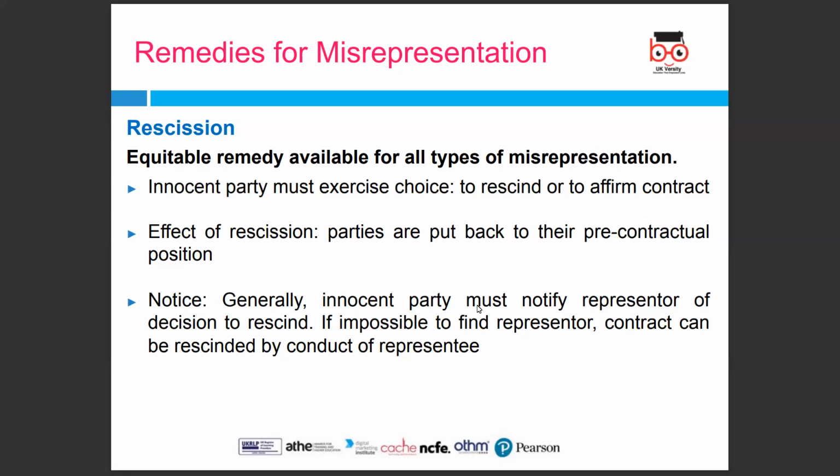The innocent party must exercise a choice to rescind or affirm the contract. Effective rescission means the parties are put back to their pre-contractual position. Regarding notice, generally the innocent party must notify the representor of the decision to rescind, and if it is impossible to find the representor, the contract can be rescinded by the conduct of the representee. The aim of this remedy is to put the parties back into the position they were in before they started the contract.